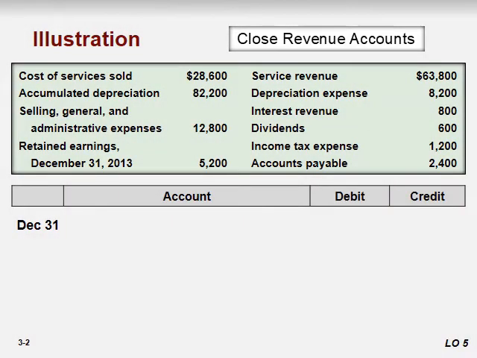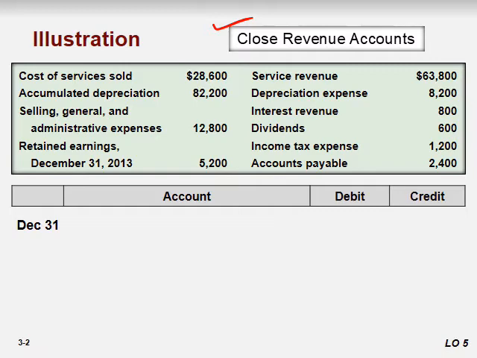Again, let's see it together. So first of all, we are closing down the revenue accounts. What is the entry for the closing of the revenue account? Remember, it is the reverse of the entry when the revenue is created. When revenue is created, revenue is credited, but when you close down, revenue is debited against the retained earnings.